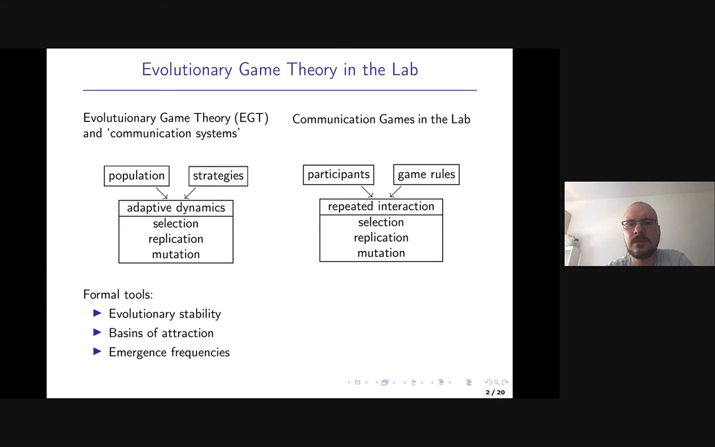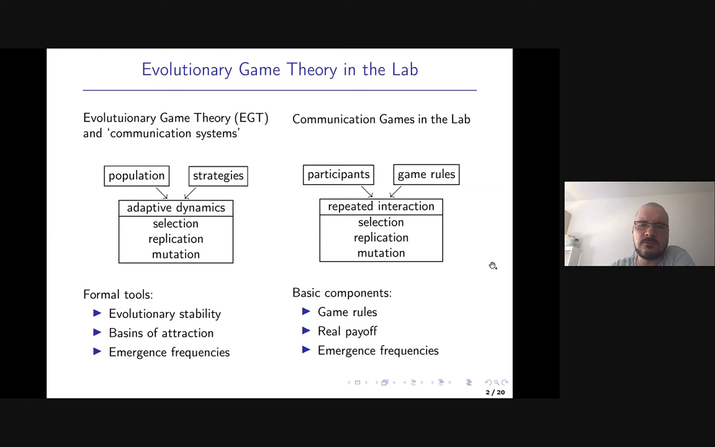So instead of a population, we have participants. The strategies are entailed by the game rules that are explained to participants. And we have similar mechanisms, of course. We have selection in the form that participants have to make a choice about what they do in each round. And since we have repeated interaction, we have replication. And not only this, in this kind of experiment we have fitness-based replication in the sense that you get points for successful communication in these games, and they get later paid out in real money. So these are the basic components here: we have the game rules, we have real payoff.